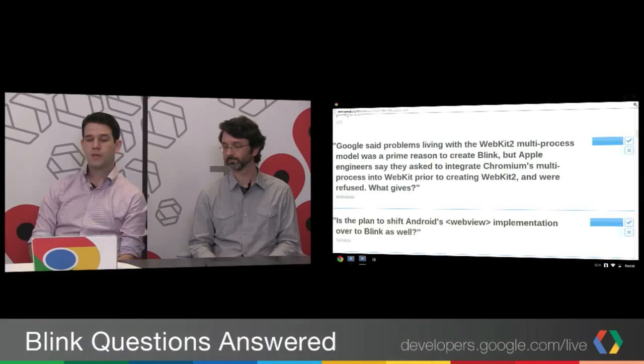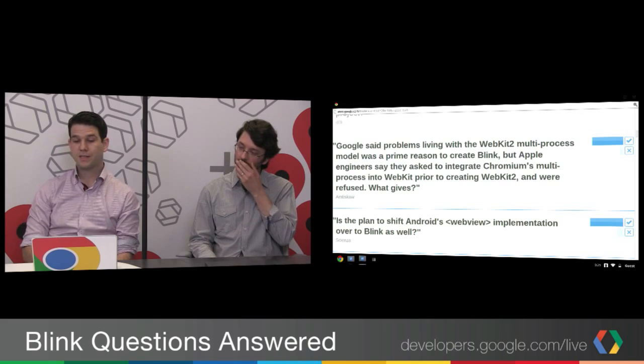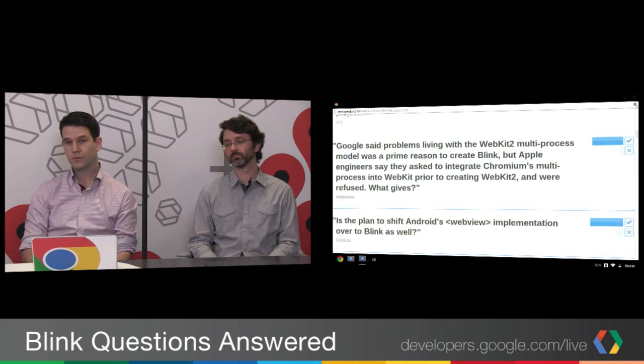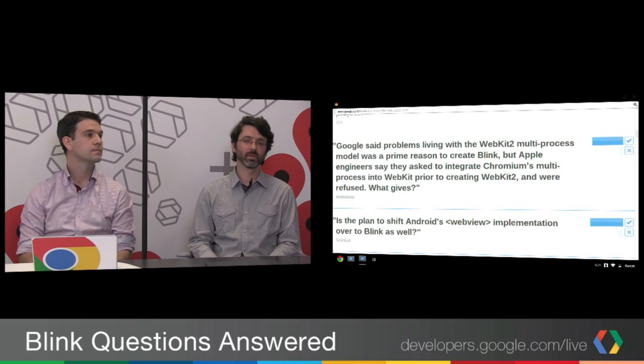Okay. The next question. Google said problems living with the WebKit 2 multiprocess model was a prime reason to create Blink. But Apple engineers say they asked to integrate Chromium's multiprocess into WebKit prior to creating WebKit 2 and were refused. What gives? Right. So, yeah, it's true that Apple, shortly after launching Chrome, expressed interest in our multiprocess layer that we had developed.